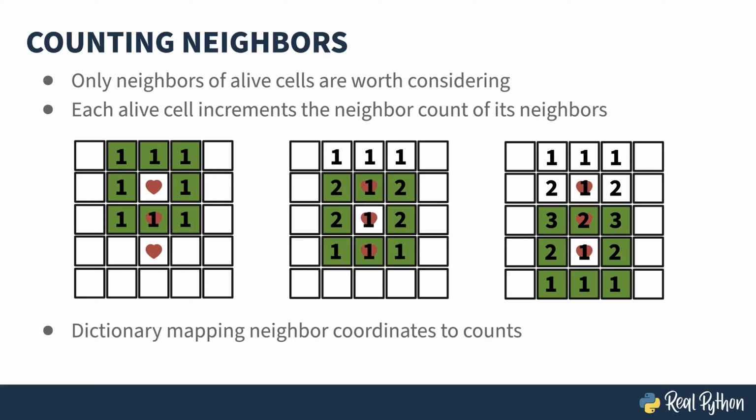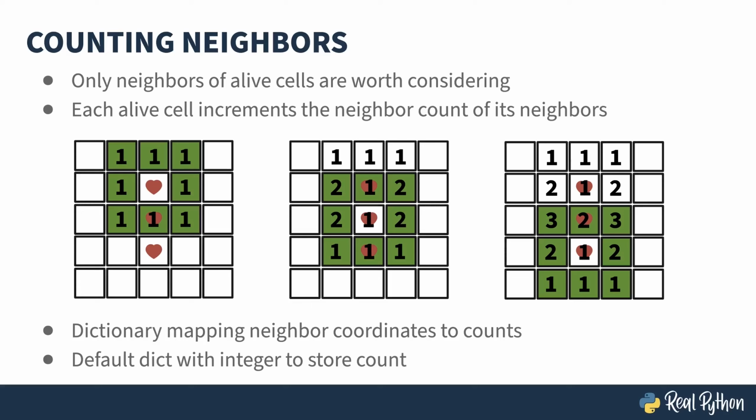Taking this approach means you can store all of the neighbor counts in a dictionary, where the key is the coordinates of the cell and the value is the number of neighbors. Again, this is sparse. Cells without neighbors won't have a value in the dictionary. A handy tool for building this kind of dictionary is the default dict in the collections module. This kind of dictionary provides a default value for a key if the key is new.